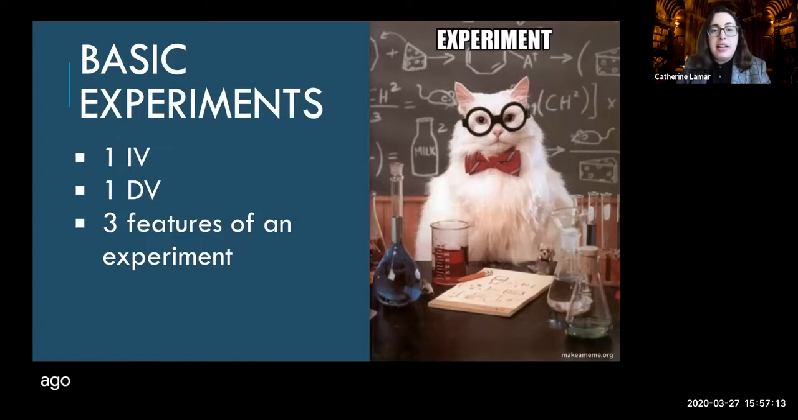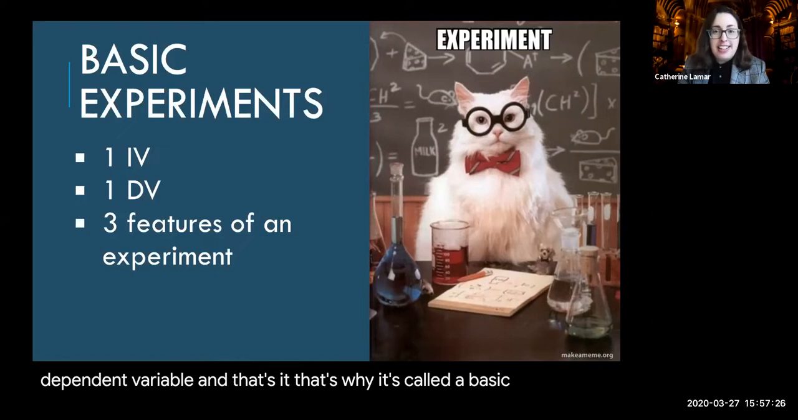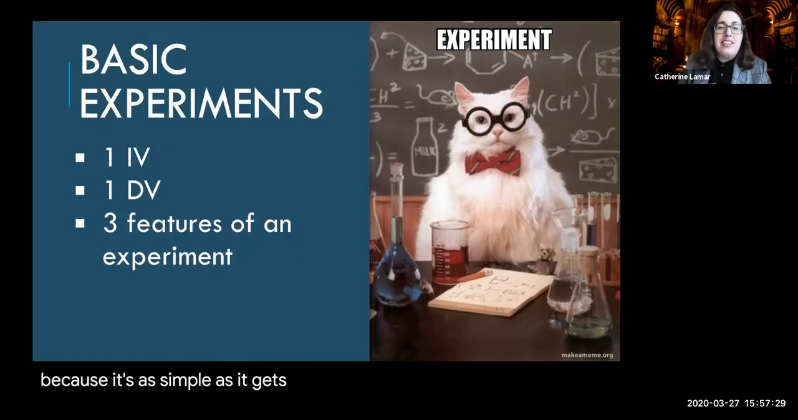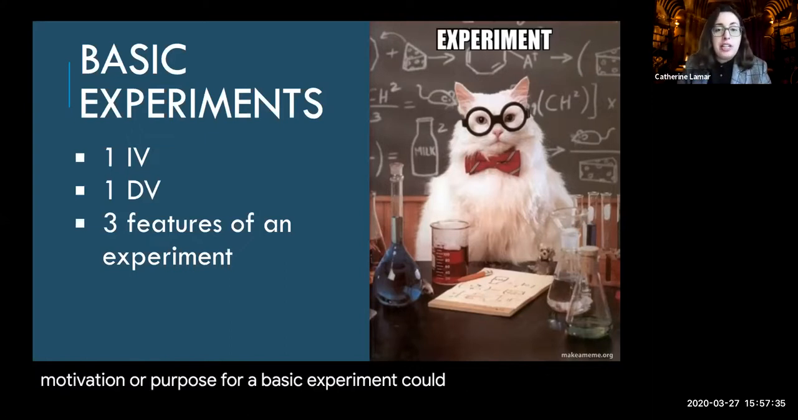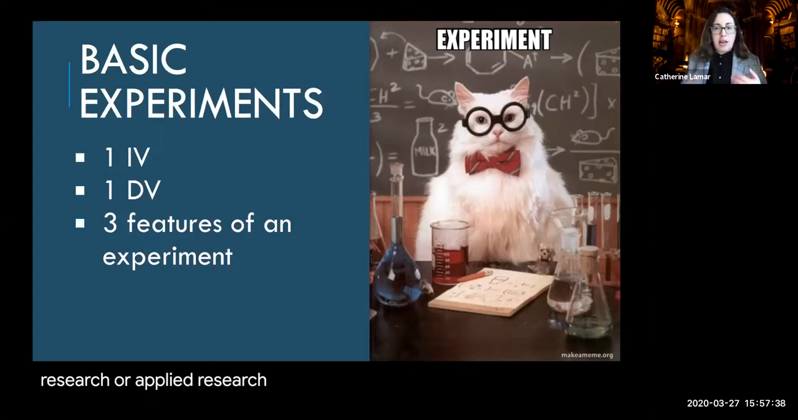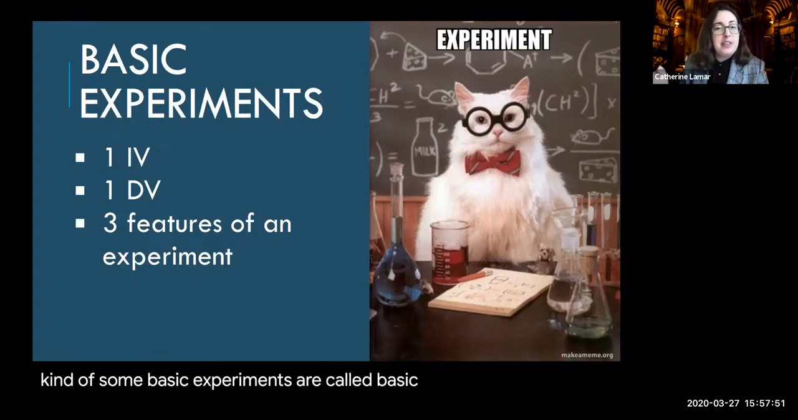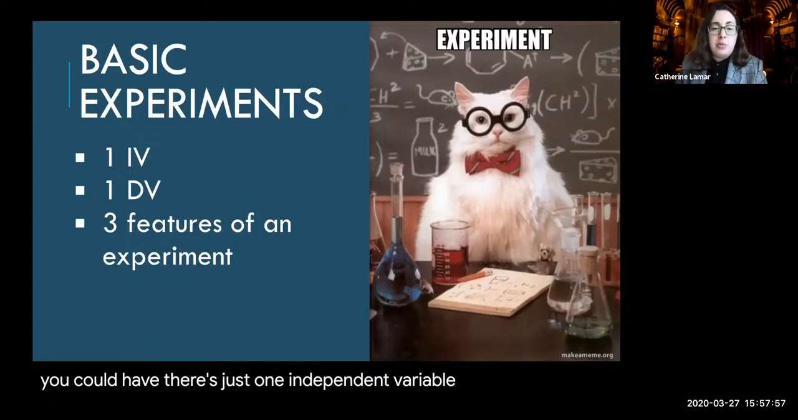A basic experiment is just the most simple type of experimental design that we could run. It's a design that has one independent variable and one dependent variable, and that's it. That's why it's called a basic experiment, because it's as simple as it gets. Now, again, the underlying motivation or purpose for a basic experiment could be rooted in basic research or applied research. Think of that motivation for research, basic and applied, as different from a basic experiment. And again, just to sum up, basic experiments are called basic experiments because they're the most simple type of experiment you could have. There's just one independent variable and one dependent variable.